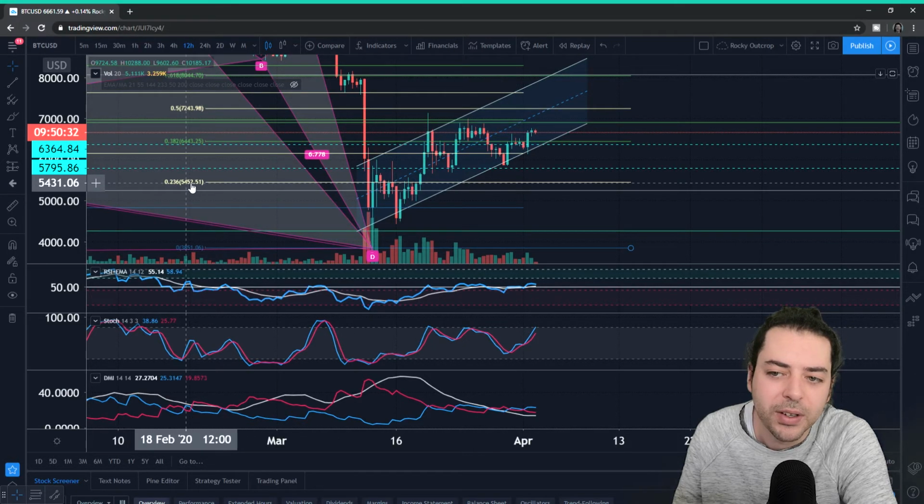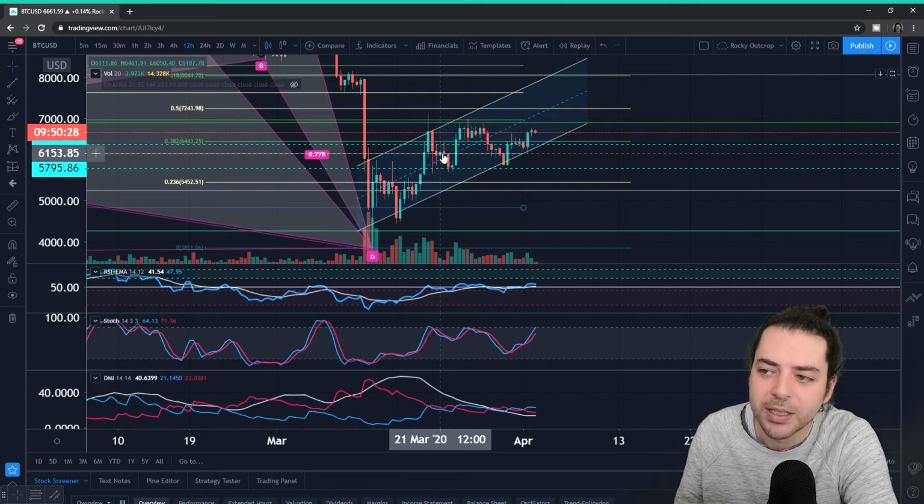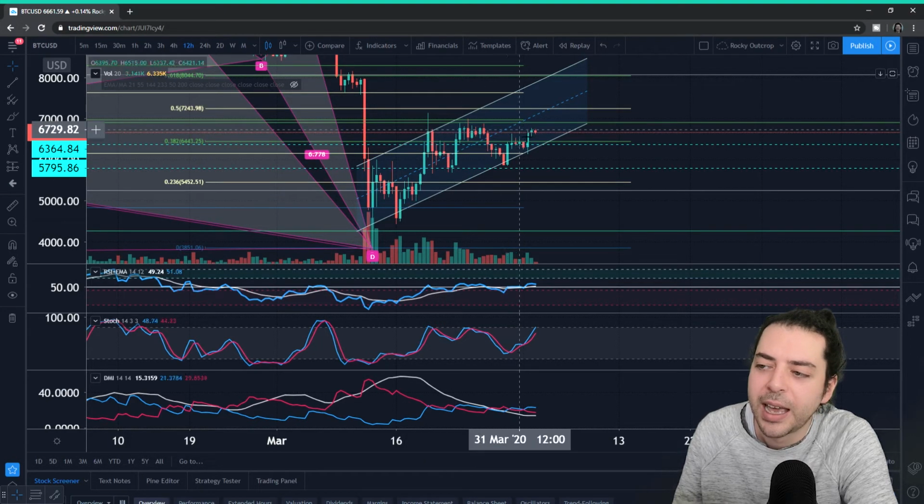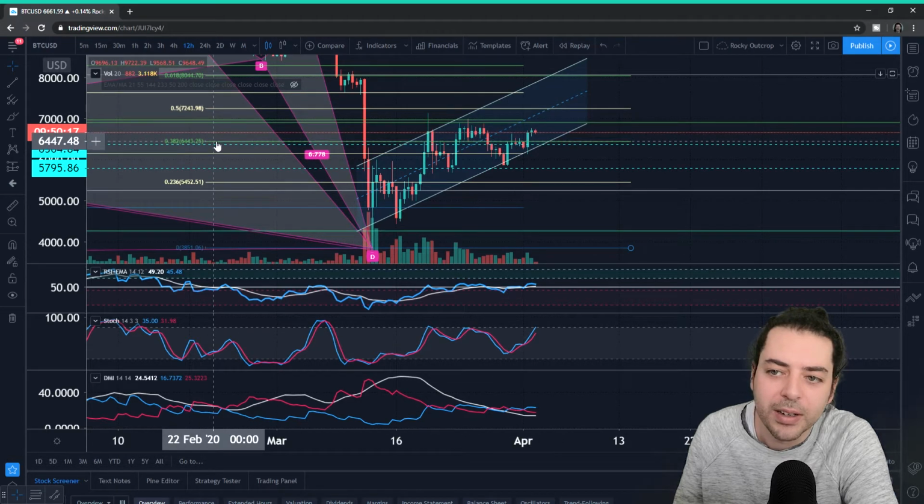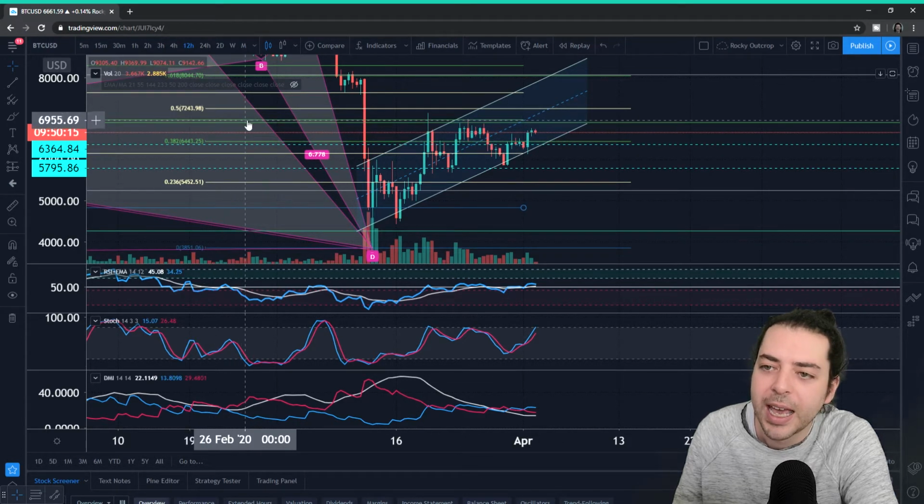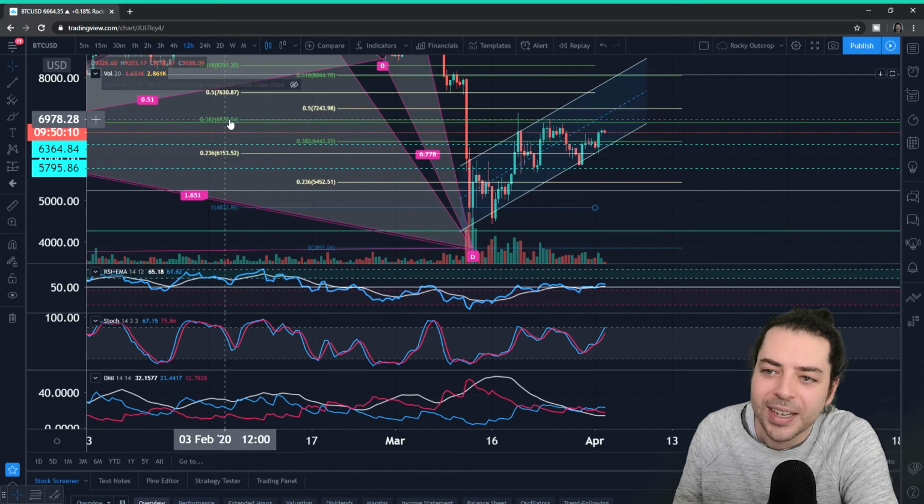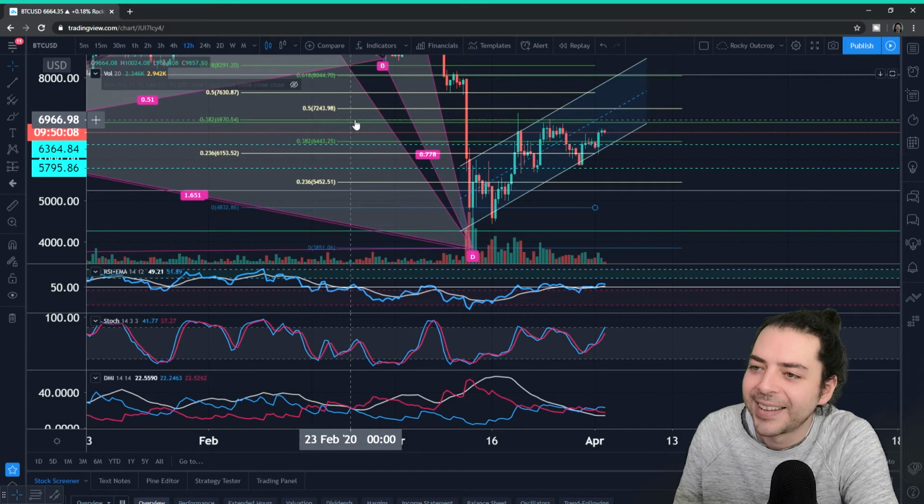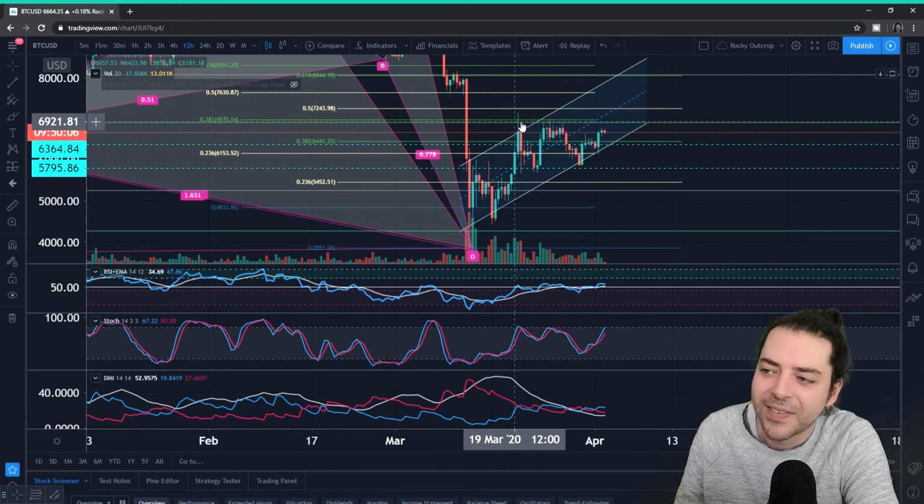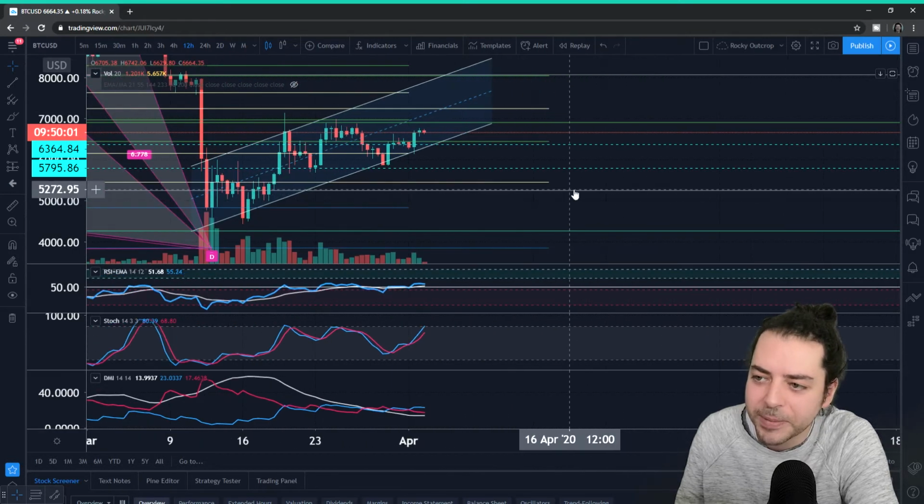But there are a couple of key levels. For instance, you've got this 5,500 area where the 236 is on this particular Fibonacci. You've got this 6,153 area where the 236 is on another Fibonacci, and the 382 here at 6,450. Then you've got the 382 of another Fibonacci here at 6,977 or so, and zones and pockets in between.